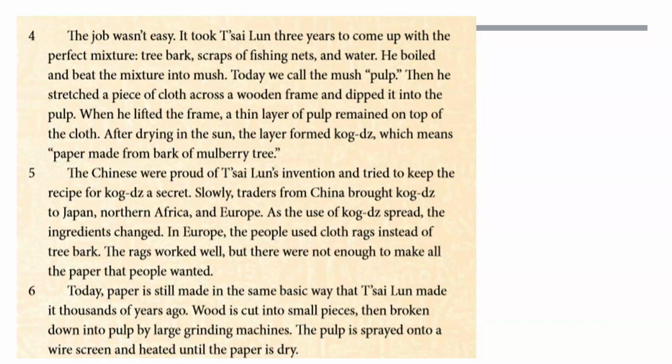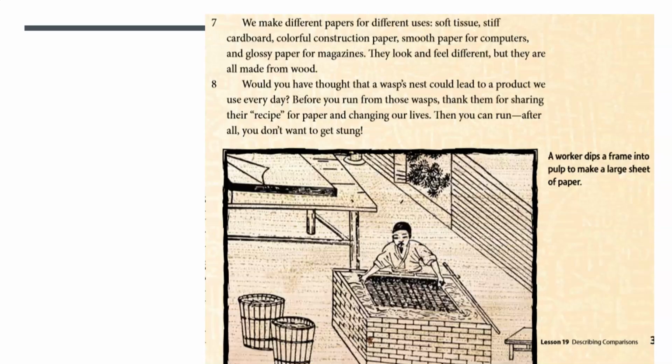Wood is cut into small pieces, then broken down into pulp by large grinding machines. The pulp is sprayed onto a wire screen and heated until the paper is dry. We make different papers for different uses: soft tissue, stiff cardboard, colorful construction paper, smooth paper for computers, and glossy paper for magazines. They look and feel different, but they are all made from wood.